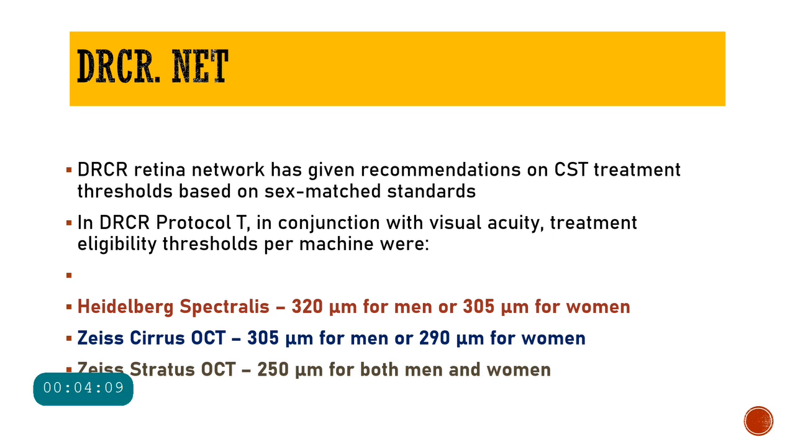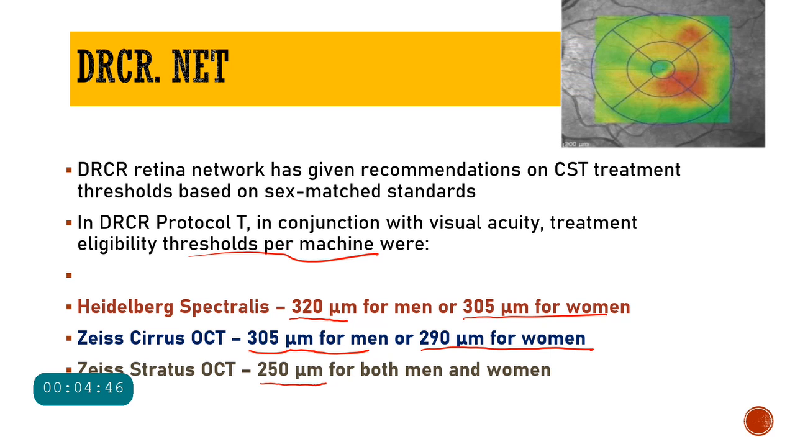Now, similarly, the DRCR.net, this is also something which I mentioned in my previous video, gives you the eligibility threshold per machine for treatment in a patient who is suffering with diabetic macular edema. So basically, if you consider Zeiss Cirrus and Zeiss Stratus OCT, the cutoff values are about 305 micrometers for men and 290 micrometers for women in Zeiss Cirrus, and in Zeiss Stratus OCT it is about 250 micrometers for both men and women, and the threshold values for Spectralis Heidelberg are a little bit higher. They are about 320 micrometers for men and 305 micrometers for women.